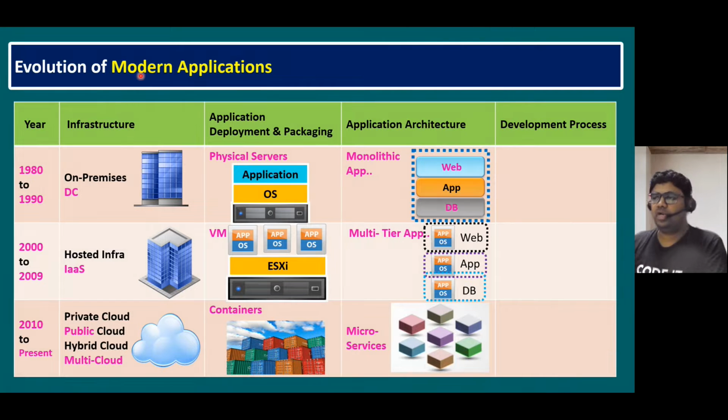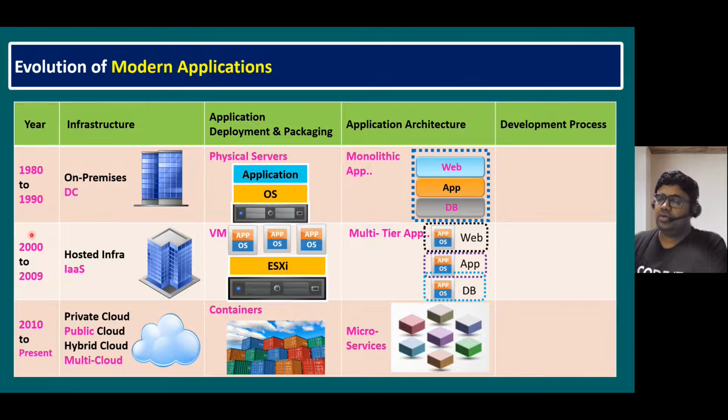So the evolution of modern applications, let's start with the year around 1980 to 1990. Almost those 10 years, our on premises are nothing but our data center only. It's running with physical servers, operating system and applications, and most of the applications running on a single server only. And this application structure we call monolithic applications, and with these applications most of the time web app db all are running on a single server.